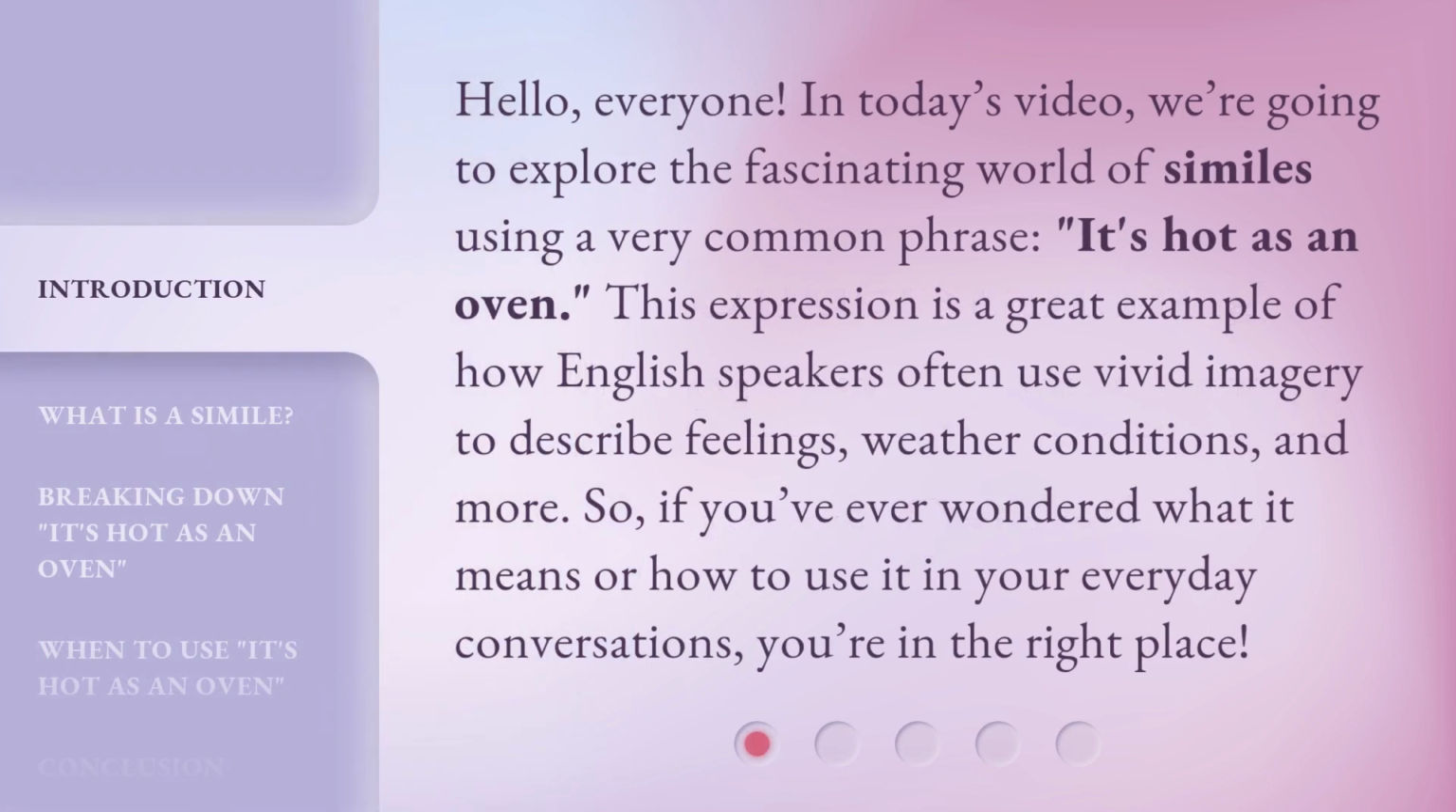Hello, everyone. In today's video, we're going to explore the fascinating world of similes using a very common phrase, "It's hot as an oven." This expression is a great example of how English speakers often use vivid imagery to describe feelings, weather conditions, and more. So, if you've ever wondered what it means or how to use it in your everyday conversations, you're in the right place.